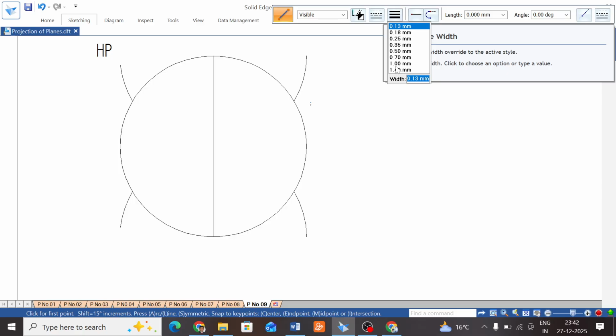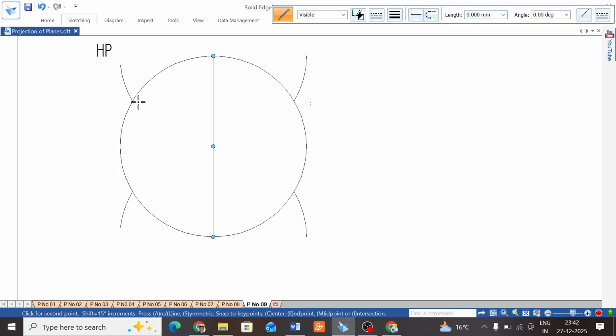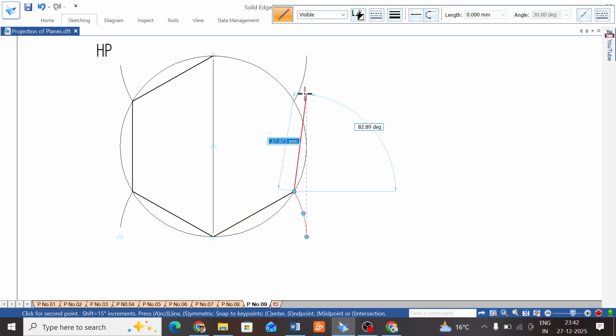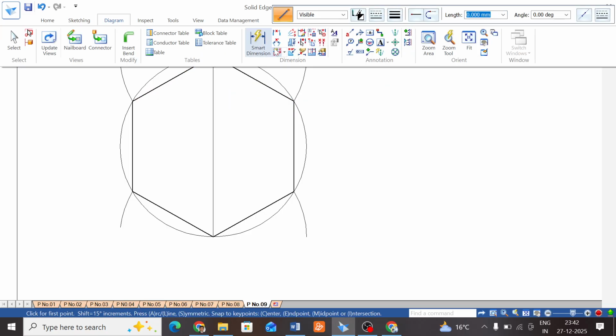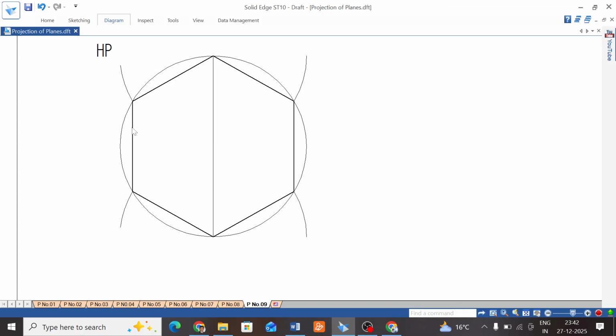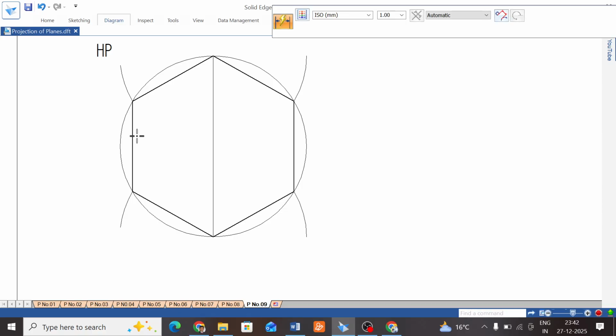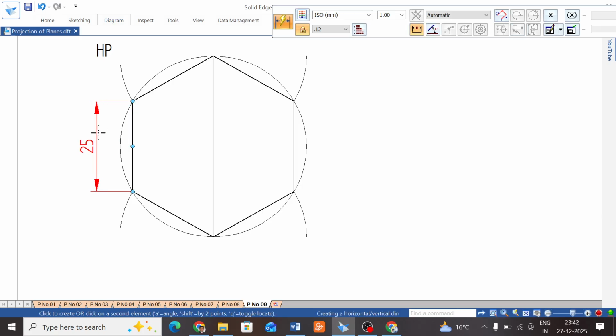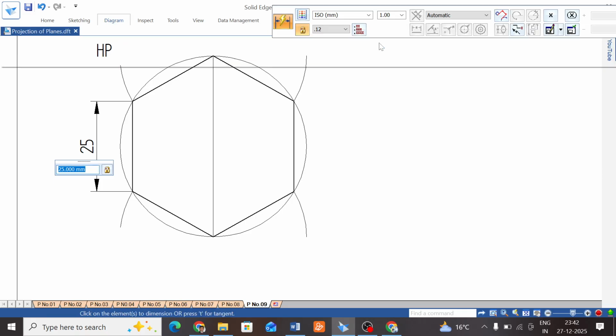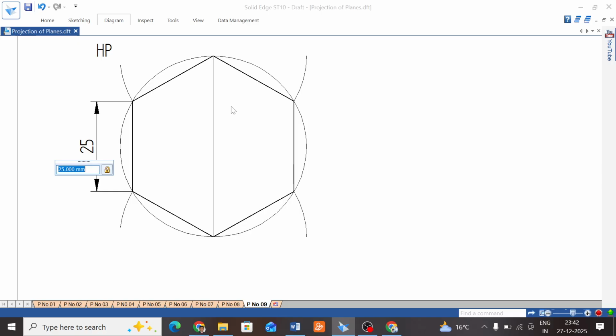This is the construction of the hexagon: from this point to the second point, third, fourth, fifth, sixth. Close it. You will get the edge case. Show the one side dimension. All six edges are equal, so for any one edge you show the dimension of 25.